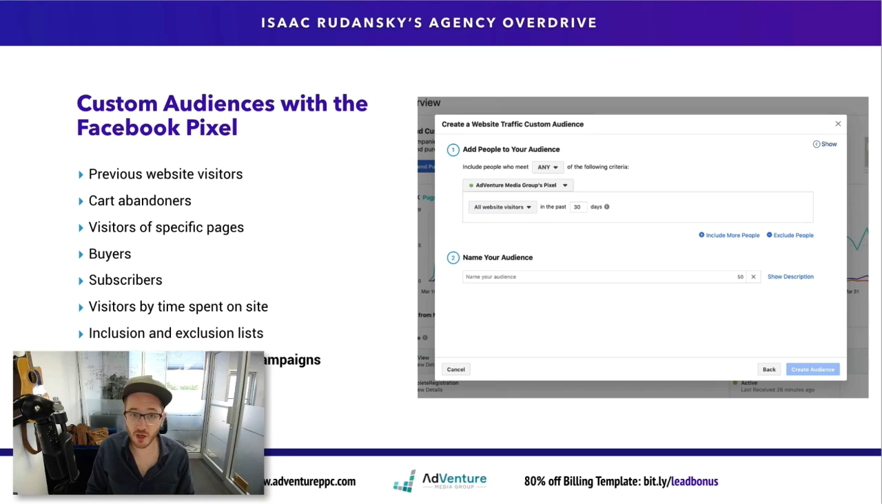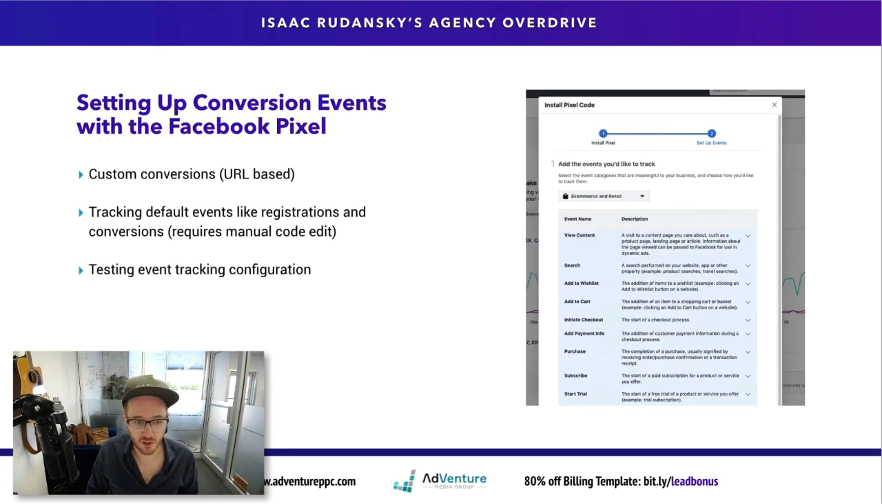If you want to track conversions, that's not custom audiences. That's something else. So that's setting up conversion events with the Facebook pixels. And there's a couple different ways you could do this. First, Facebook has what they call events, which is a bunch of pre-built common events that allow you to easily add a little piece of code onto the specific page that event fires on.